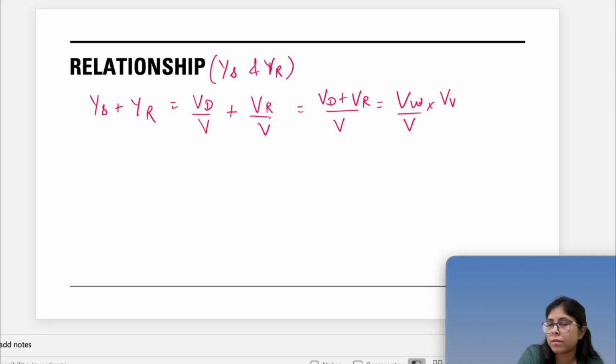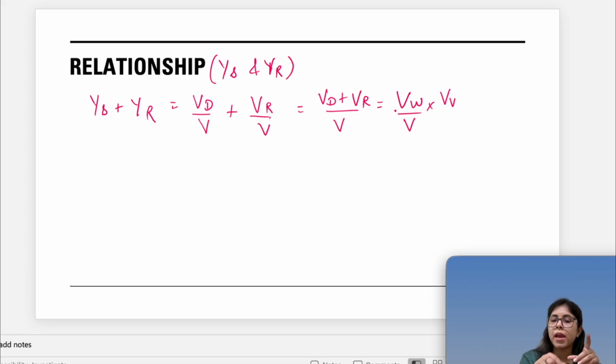I just made a mistake. Vd and Vr is what? It's the water, right? Volume drained and volume retained is nothing but the total volume of water there, not the total volume of void. In void, air can also be there, right? So the total volume of water which is there is volume drained and volume retained. So it is volume of water.